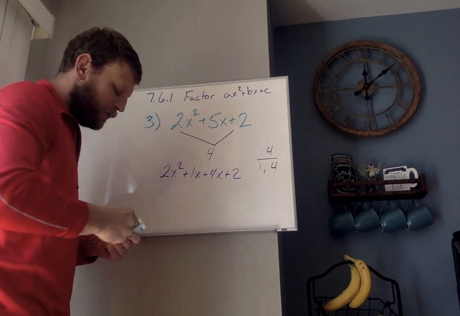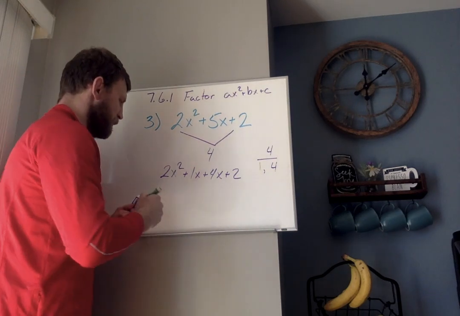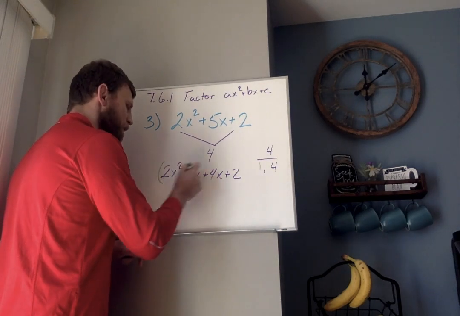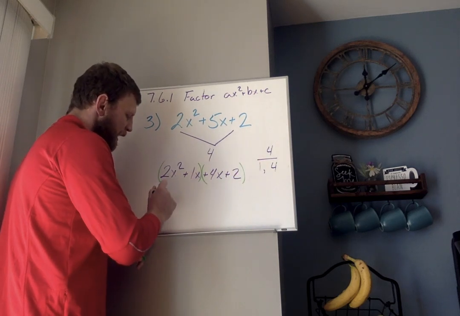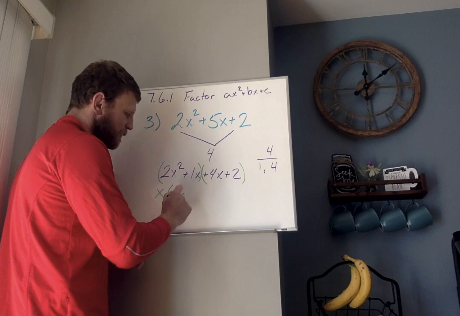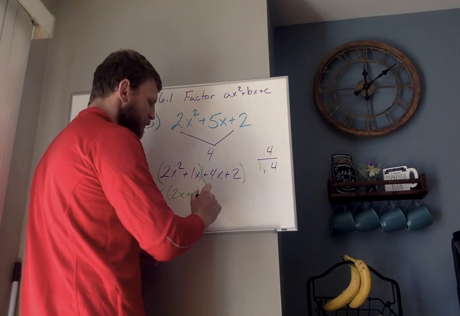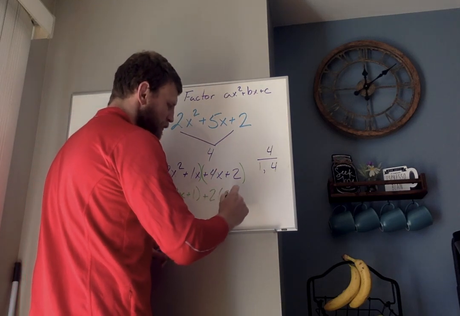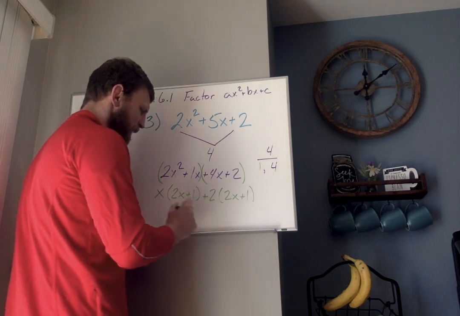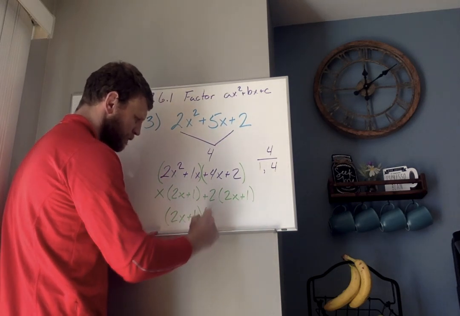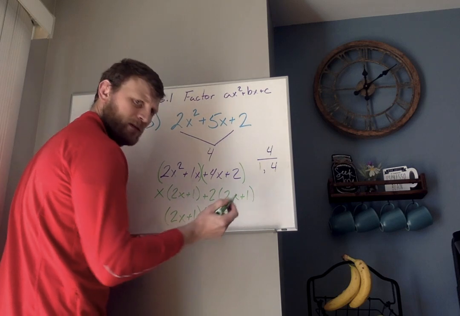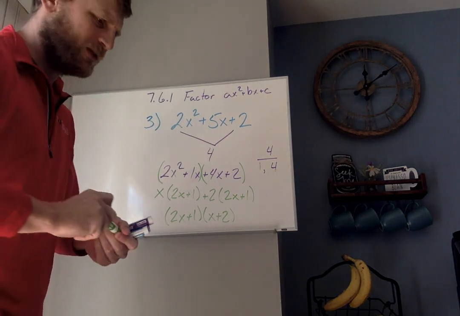And now I'm going to be grouping these, the front and the back. Okay, so I'm going to group the front, group the back. I notice I can pull an x out from there, so that's going to be 2x plus 1, which is left. I can pull a 2 out from there, so that's going to leave me with 2x plus 1. And my answer is going to be 2x plus 1 times x plus 2. Okay, starting to get better at it, starting to get quicker.